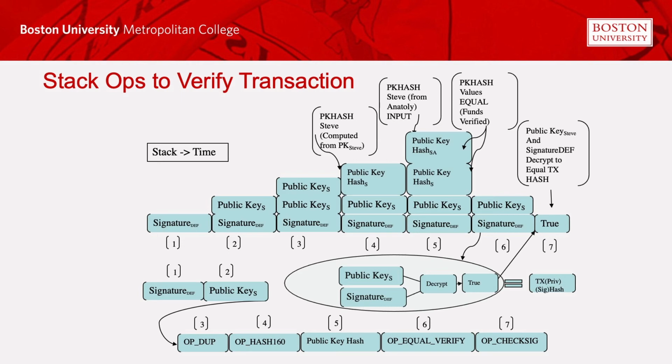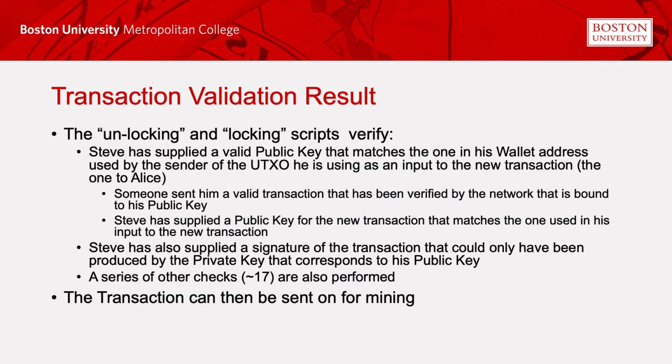It does. It returns equal. So the last step, step 7, is we push true onto the stack, and then the full node knows it can move this transaction on as validated to the mining portion of the process. That's what unlocking and locking scripts mean to us. So when we bundle up a transaction, we have to have these locking and unlocking scripts so we can prove we are who we say we are, basically.